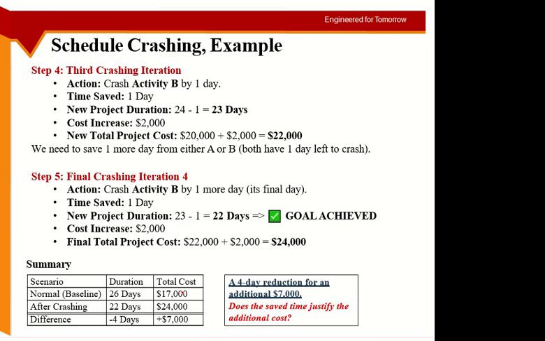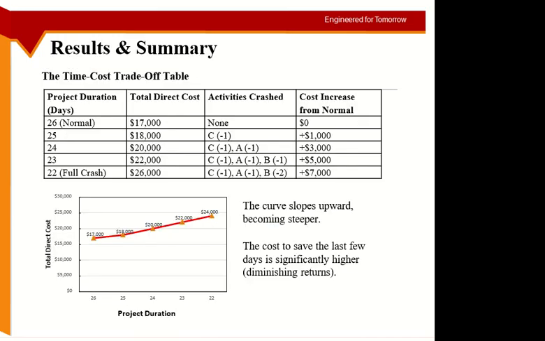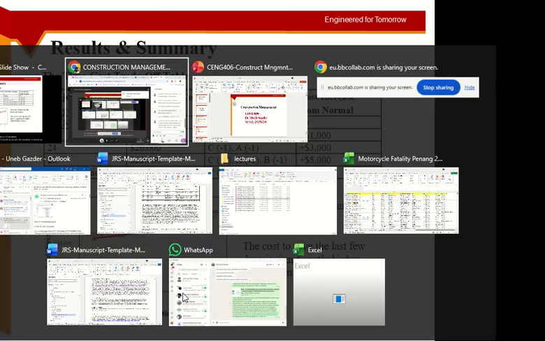Now the question is, is this reduction justifiable? Can we say that reducing the duration by 4 days with a $7,000 increase is good or bad? Can we say that we should do it? We just did it in terms of calculation. So should we go with the calculation, or should we stick to the initial one?